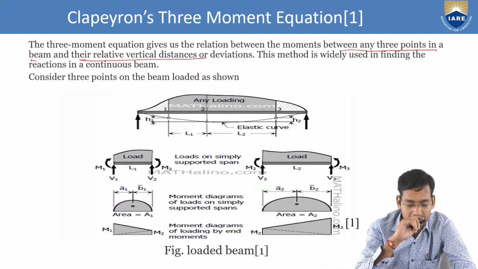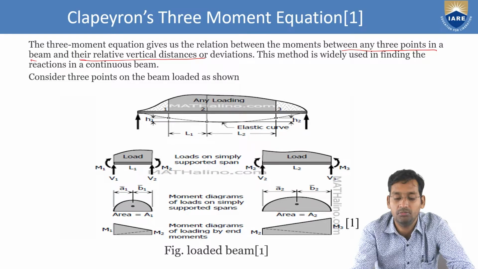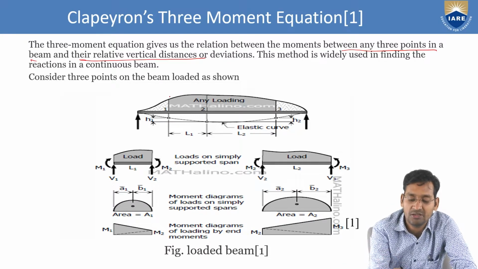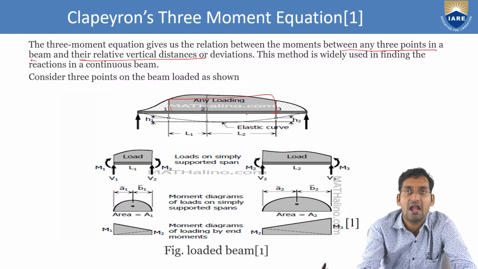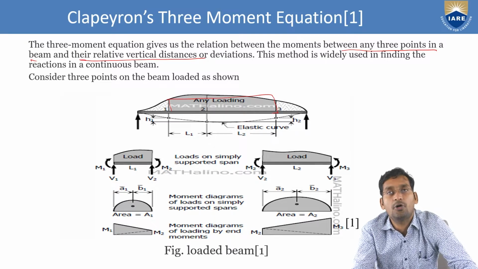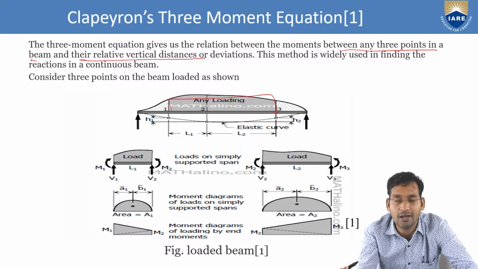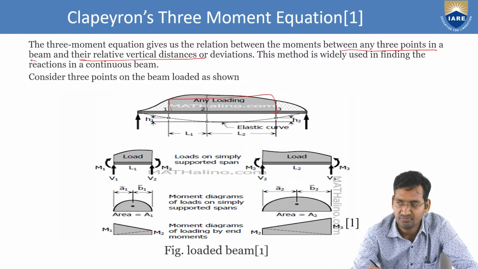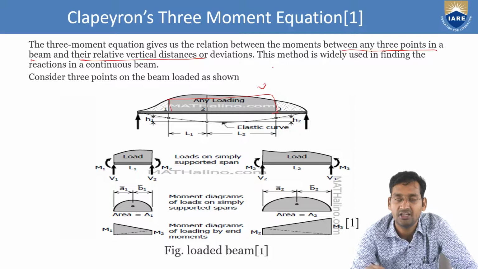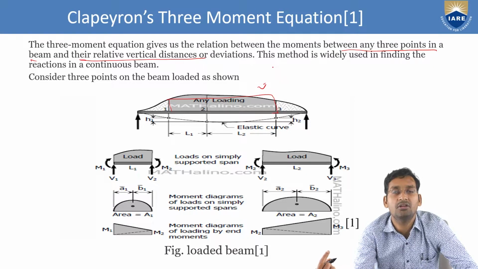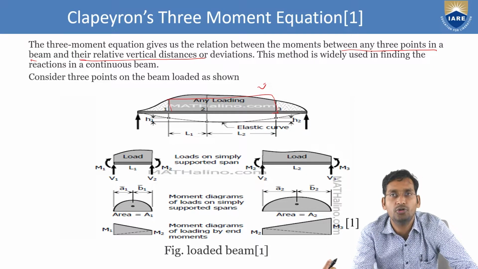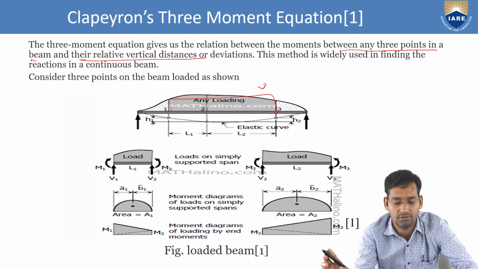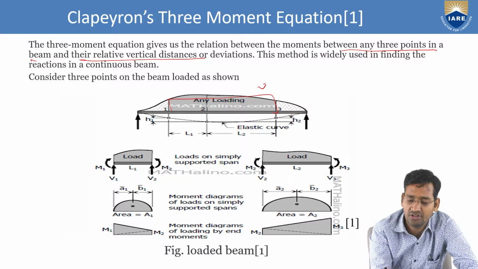Now consider three points on the beam loaded as shown in the figure. This is any type of loading. At the end we will see in a table how we can determine the load for each type. Here we are just taking a general load. Later we will replace it with either a point load, a uniformly distributed load, or a load at any distance, depending upon the requirement. This is the load acting here.